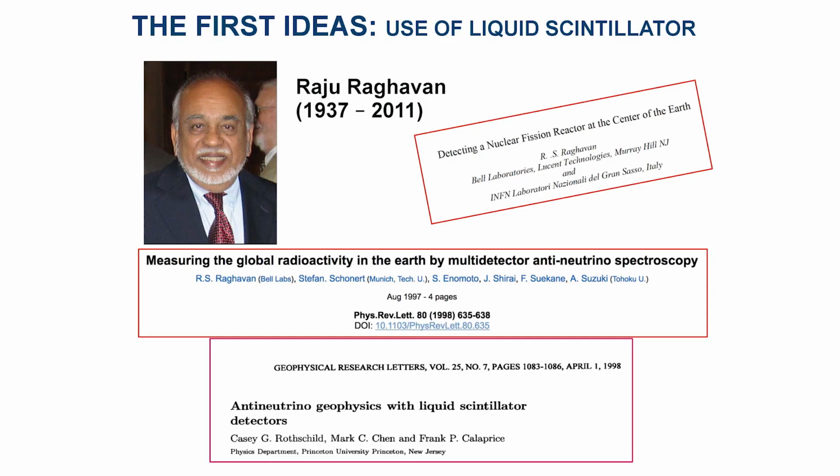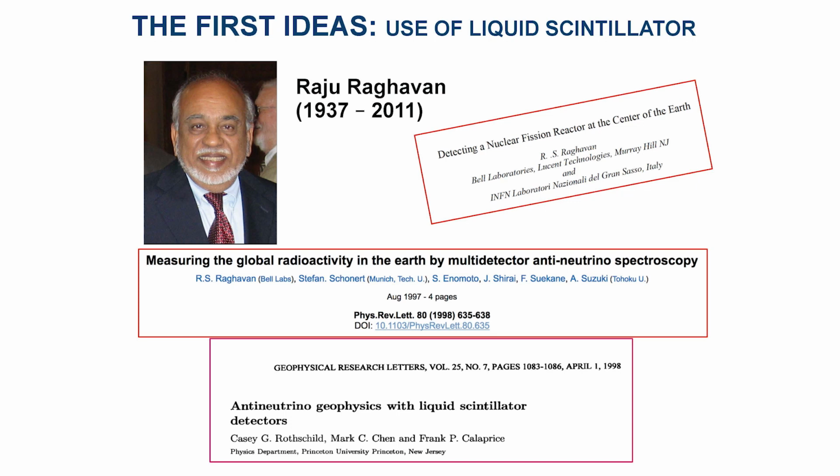And at this moment, I would also like to recall the memory of Raju Raghavan, who was really a pioneering figure in this field. I had a chance to get to know him personally as a member of the Borexino collaboration. He came up with the idea of testing the reactor hypothesis through the detection of antineutrinos with a liquid scintillator detector.